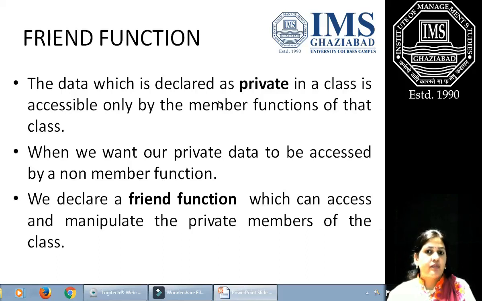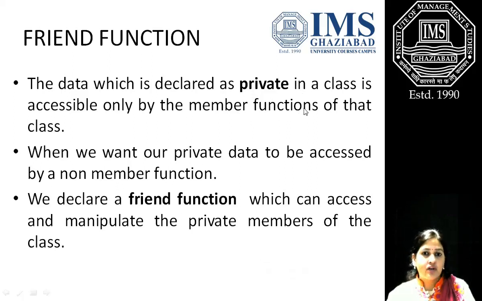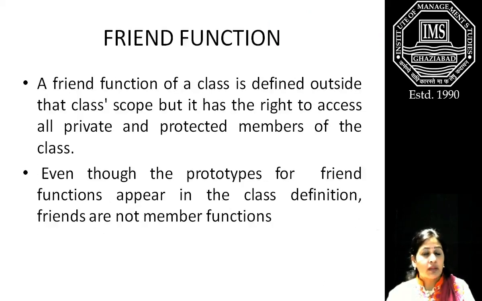If we want our private data to be accessed by a non-member function, then that function has to be a friend of that class. We can see that the private data of the class can be accessed either by the member function of the class or by the friend function of the class. Now the question is how to make a function a friend of a particular class, or what is a friend function?